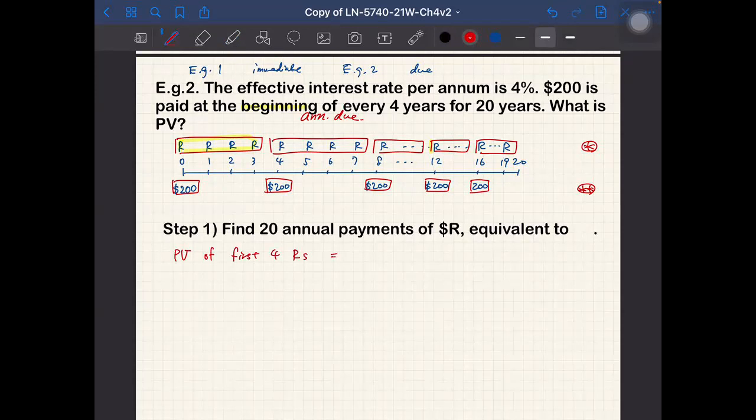This is equal to annuity due: R times a double dot angle 4 at 4%. And the below time diagram, that is 200. So this is equal to $200. That means R is equal to 200 divided by a double dot angle 4 at 4%.